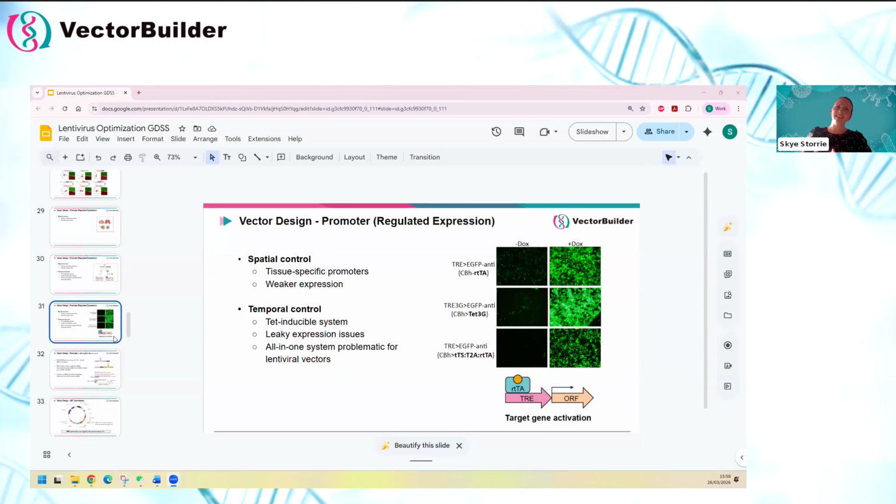Again, it's so dependent on your construct. So yeah, I don't think there's a definitive answer to this. In terms of packaging efficiency, it can depend on so many things. It can be really dependent on your transgene as well. So if you've got, say, high GC content, or you're trying to express a toxic gene, you need to really consider your transgene.